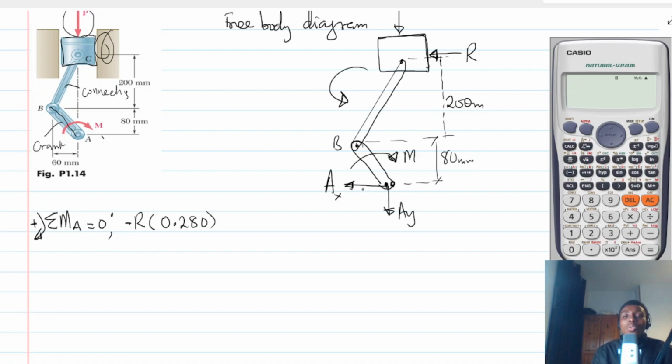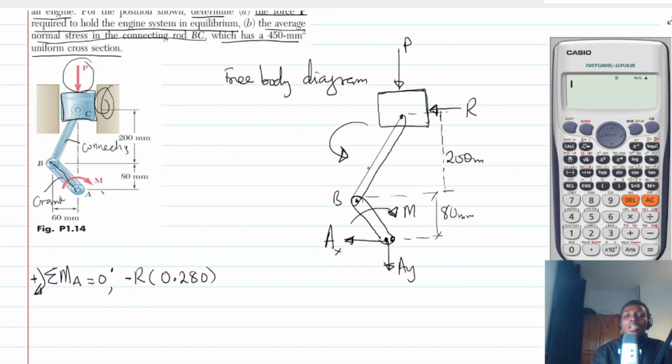All right. If you do this, don't forget that there is also P here. But what's the moment of P? So the moment of P is actually 0. Why is the moment of P 0? Because the line of action of P will pass through A. This is interesting. So in other words, P does not cause a moment. All right. So it is 0.